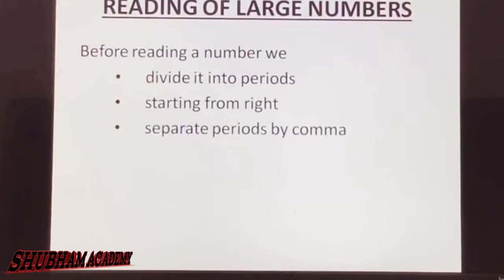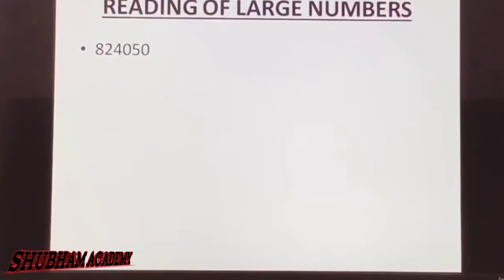Before reading a number, we divide it into periods. Starting from the right, separate periods by commas. Let us take an example to understand this. Here we have the example as 824050. So we will now start separating it from the right side. First period has 3 numbers, so we will separate 050. And then next period 2 numbers, 2 and 4. In the last period we have only 1 number left, so that goes in the last period. Like this: 8, some space, 24 and 050. And now we place commas in between.